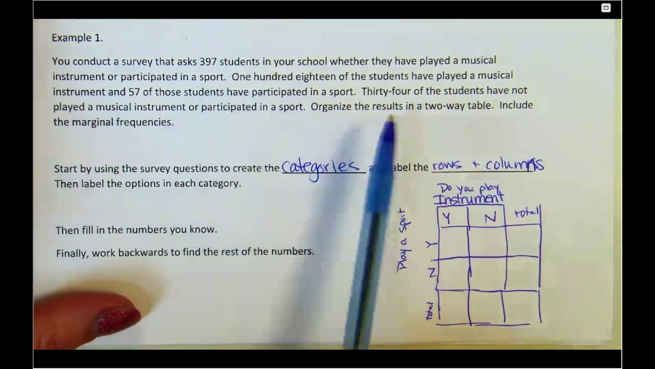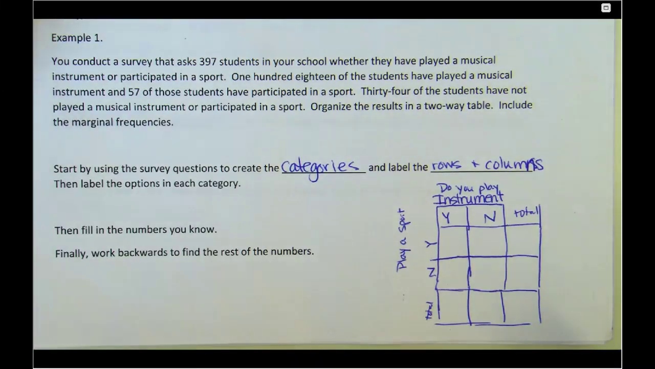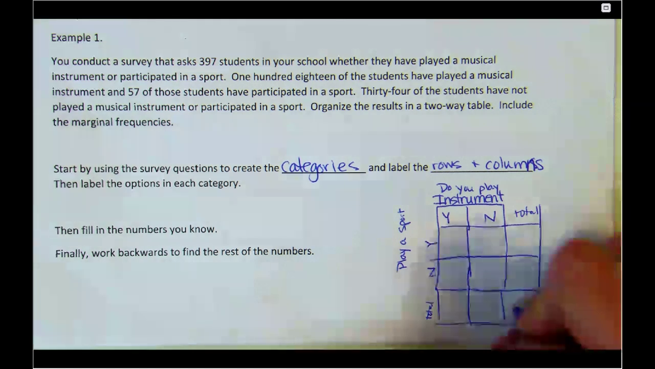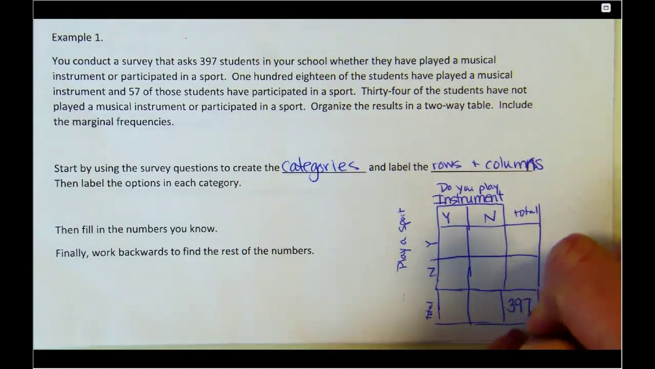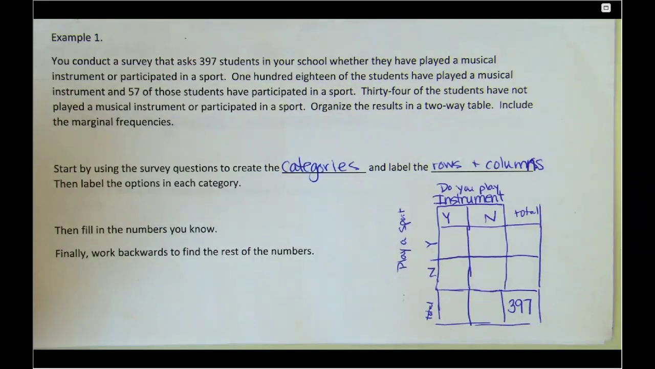There's a bunch of numbers in here and we have to put them in the right place. So this says you conduct a survey that asks 397 students in your school. 397. Where does it go? Bottom right. This is our overall total. So 397 students. Okay, now you don't even have to finish that sentence.